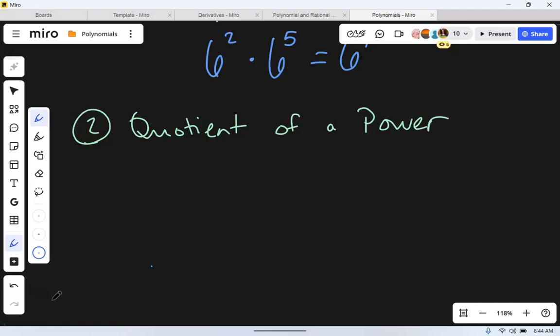Quotient of a power. Now, if division is the opposite of multiplication, and whenever I multiply, I add, what do you think? Give me a number. 7. 5. I added 7 and 5. Give me another number. Let's make it 10. Okay. All right, if when I multiply, I add, what do you think I do when I divide? Oh my gosh. Are y'all remembering these?